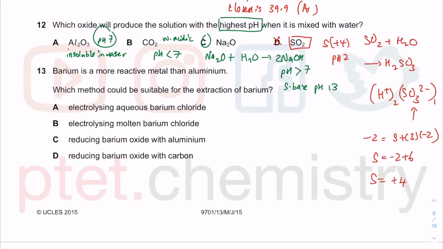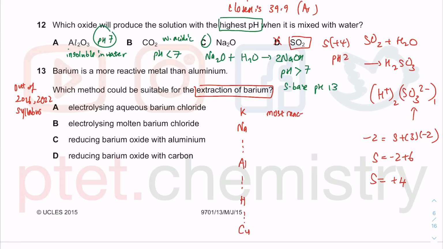Question 13, barium is more reactive than aluminium. This is about extraction of metal. Again, this is out of the 2016 syllabus, and we are now in 2022. It's also out from the 2022 syllabus because of the electrolysis. So in terms of your reactivity series, you know, potassium, sodium, blah blah blah, and then you have aluminium, blah blah blah, hydrogen, copper. So the most reactive metal is your potassium in your reactivity series from your 14 to 16 years old O-level GCSE level chemistry. So these are talking about the more reactive metal.